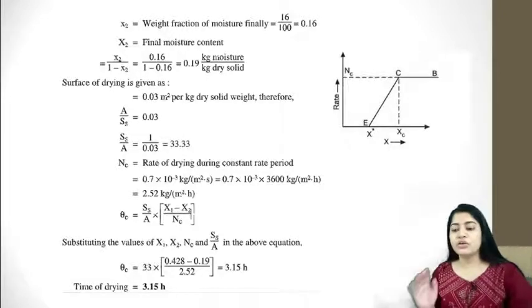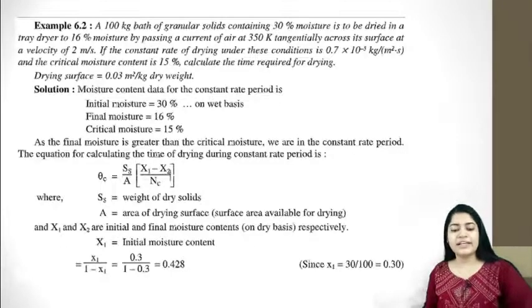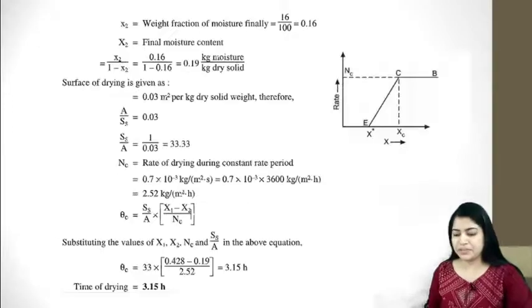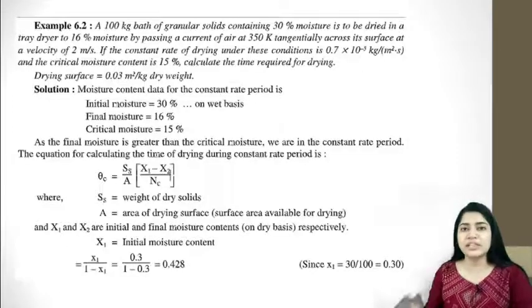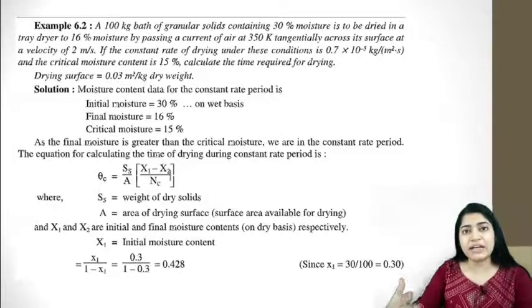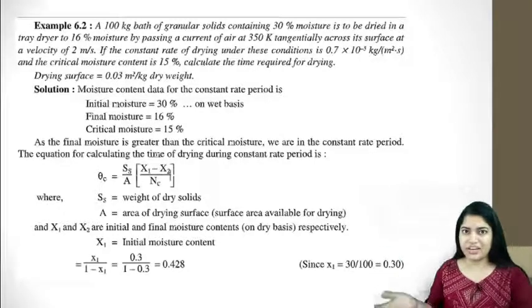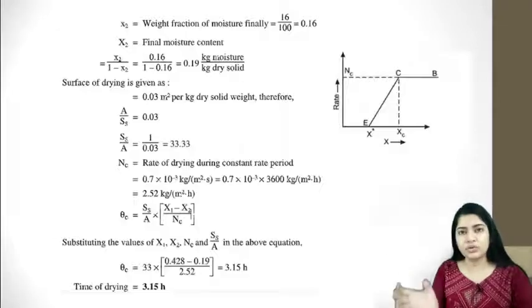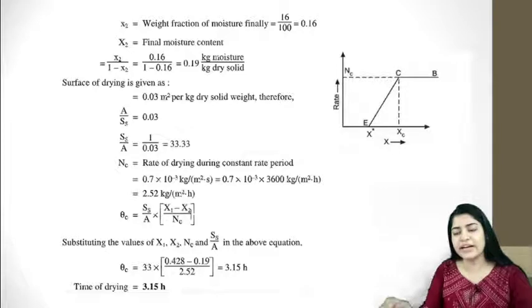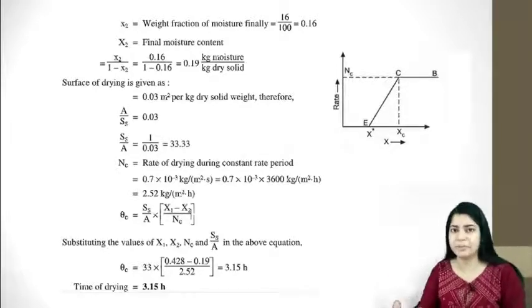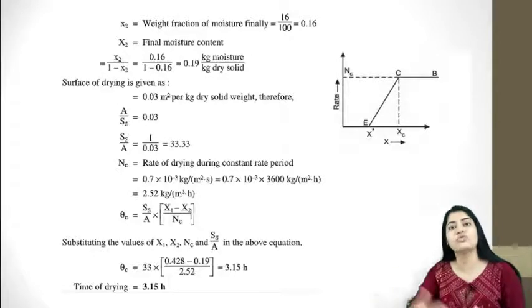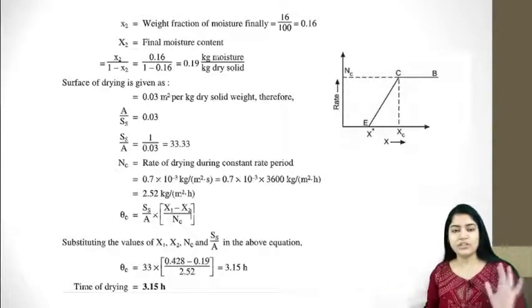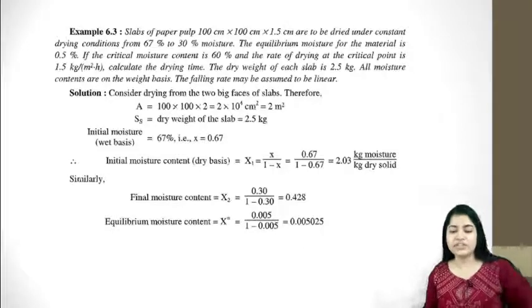3.15 hours. Now note down here, your XC is given as 15%, but you have to dry it up to 16%. Your final moisture content is more than the critical moisture content. Hence the total drying period included is only limited to the constant rate period, because the final moisture content till which you have to remove moisture is more than the critical moisture content. So this way you have solved your example. The next question, let's see.